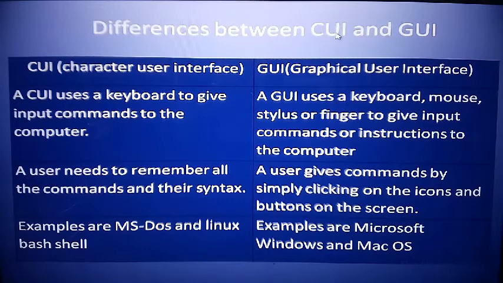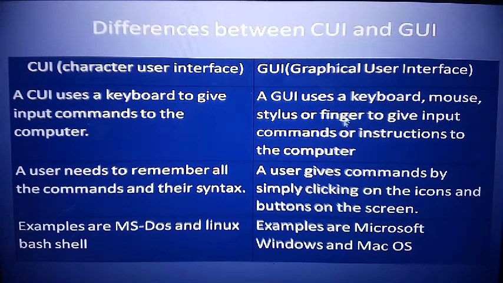Next, an important question: the difference between CUI and GUI. This is the most important question here. So what is the difference? Character user interface on one side, and graphical user interface on the other. First, CUI uses only the keyboard to give input commands to the computer. So students, the important point: only the keyboard is used. But GUI is based on keyboard, mouse, stylus and fingerprints, and gives instructions to the computer. So with the help of finger, keyboard, mouse, touch pen, we can use all the things.